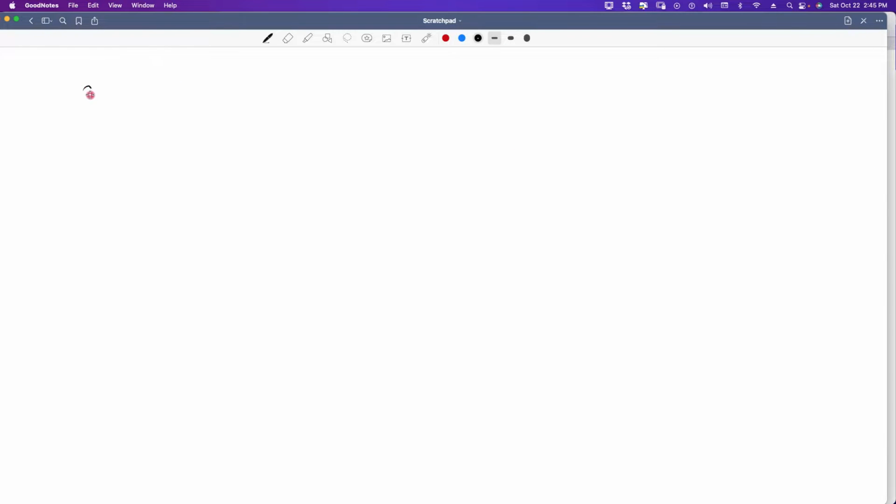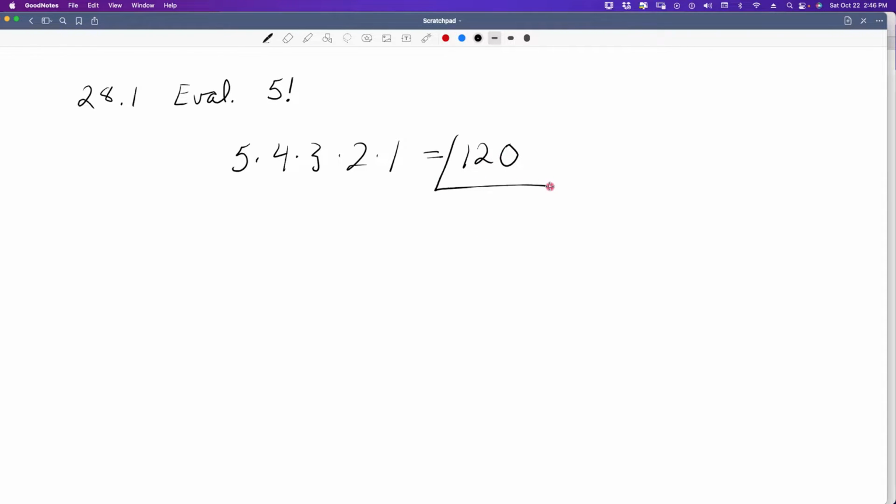In 28.1, I want to evaluate 5 factorial. So that means I'm going to say 5 times 4 times 3 times 2 times 1. 5 times 4 is 20. 20 times 3 is 60. 60 times 2 is 120. Times 1 is still 120. That's it. That's 5 factorial. It's 120. And 5 factorial is always going to be 120 because the factors of it do not change at all.